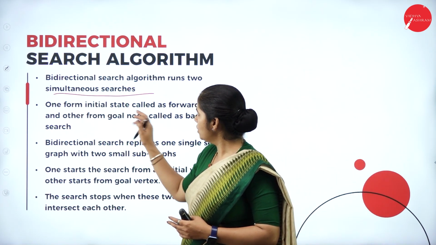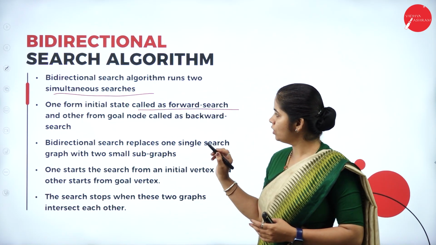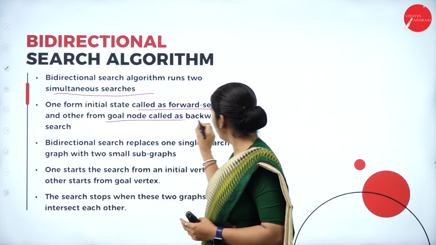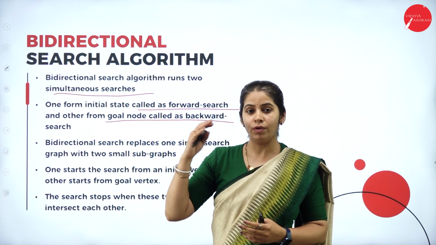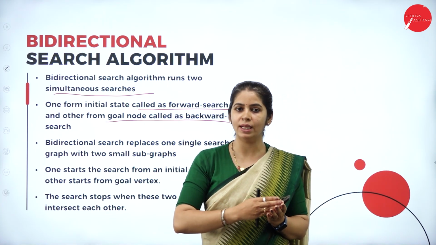One search goes from the initial state, called forward searching, and the other from the goal node, called backward searching. From where are we starting the search? From the start node, as we do in the other algorithms.